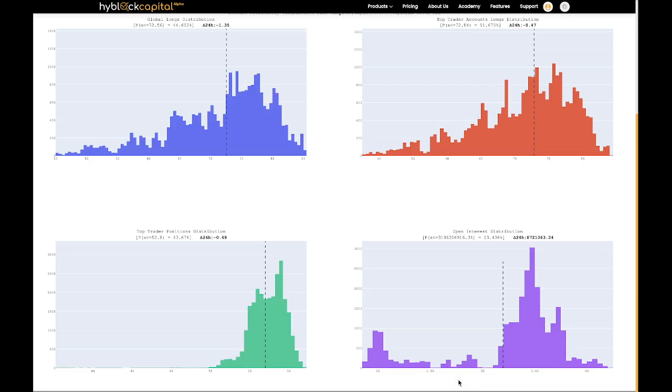So that was an overview of the probability histogram. I hope that provided more clarity on this tool.